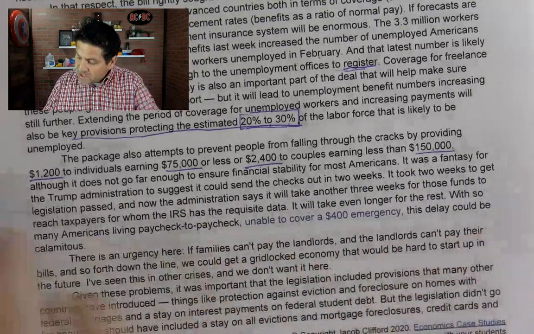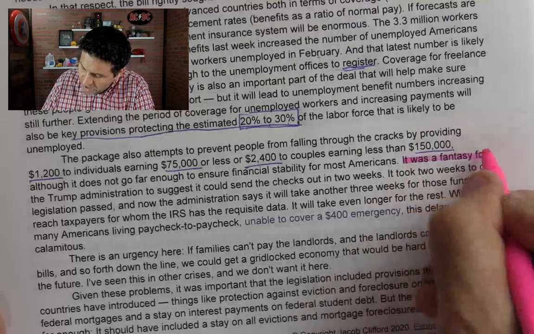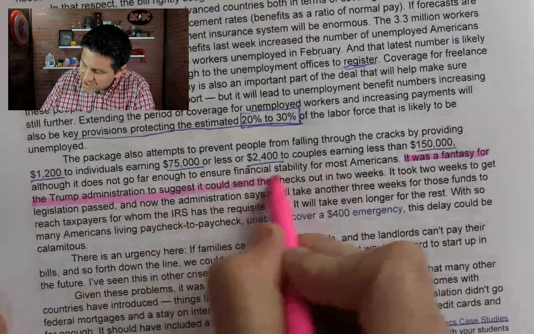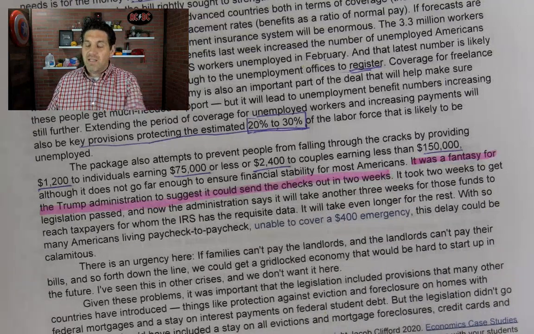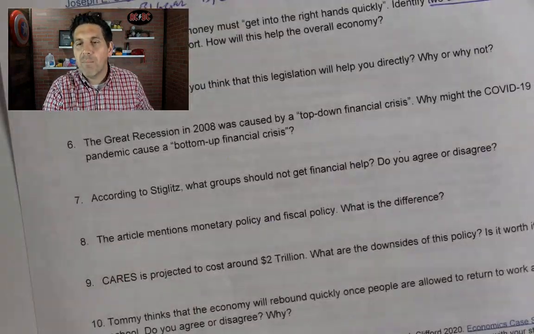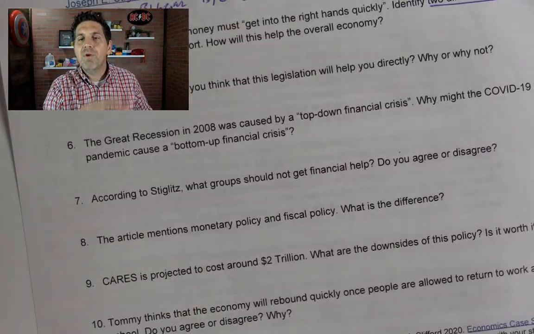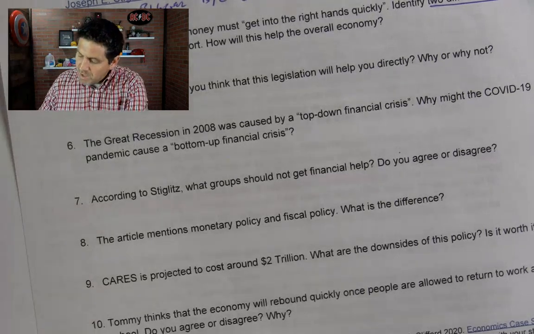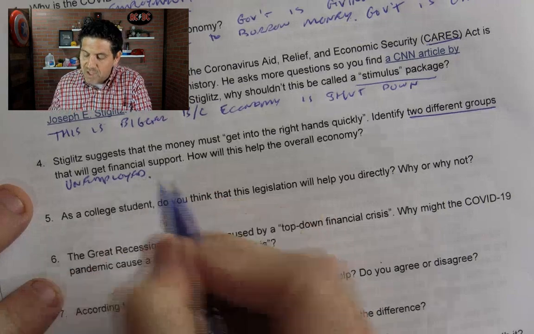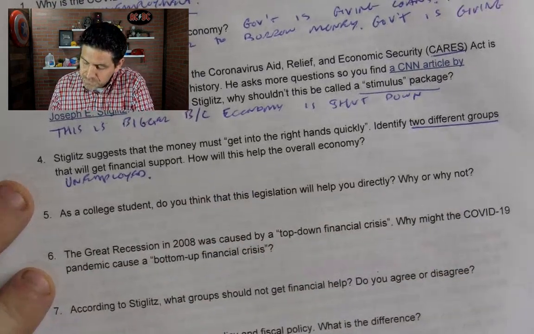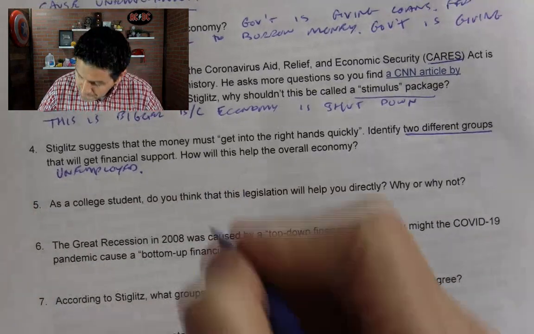And then, okay, it was a fantasy for the Trump administration to suggest that the checks get out in 2 weeks. This brings in some other stuff. But basically, we're going back to this. Who are they trying to help? Unemployed people are trying to get some benefit here. Who are the other group of people that the government is trying to get money to?